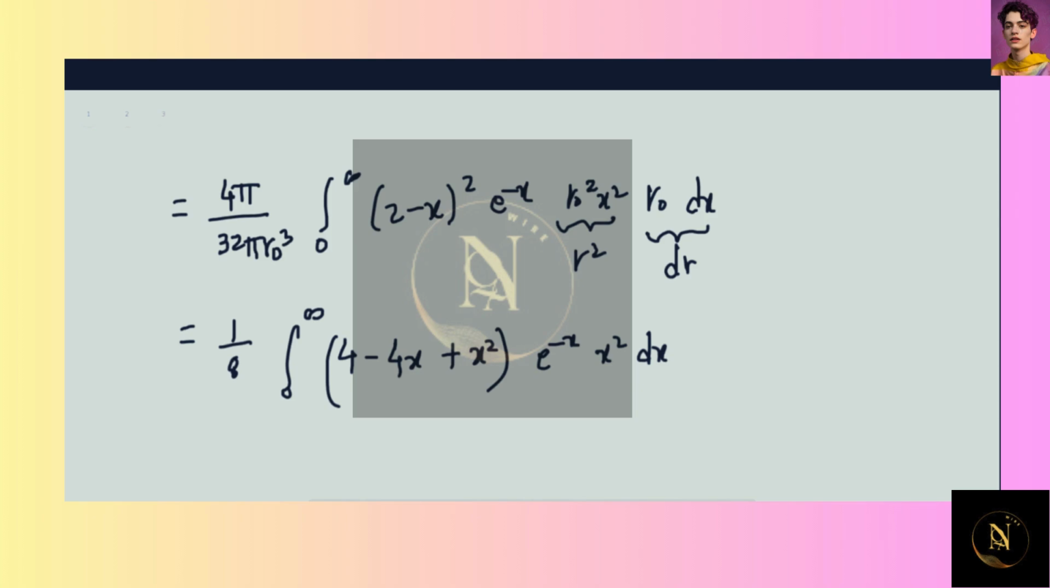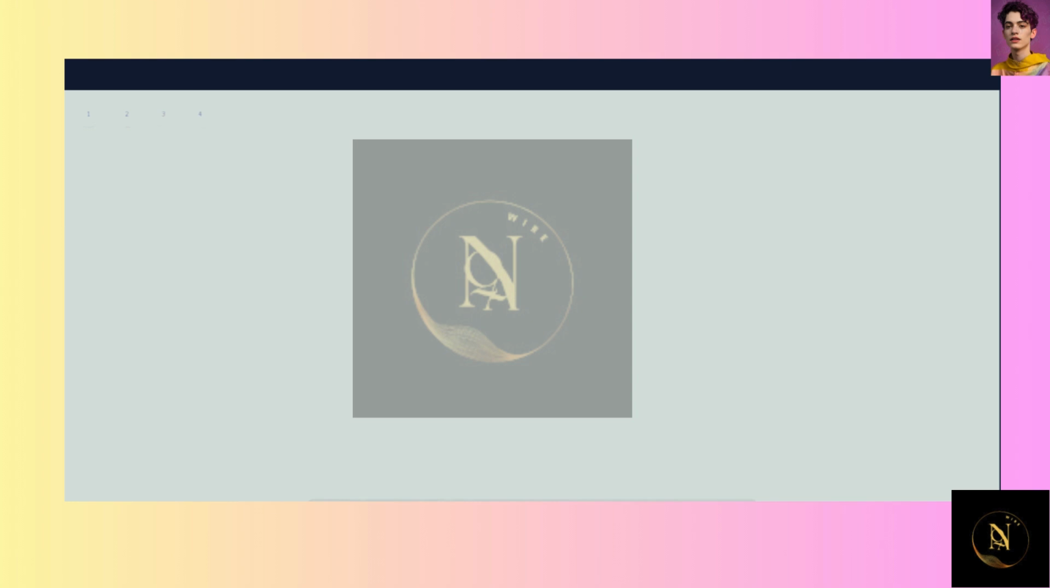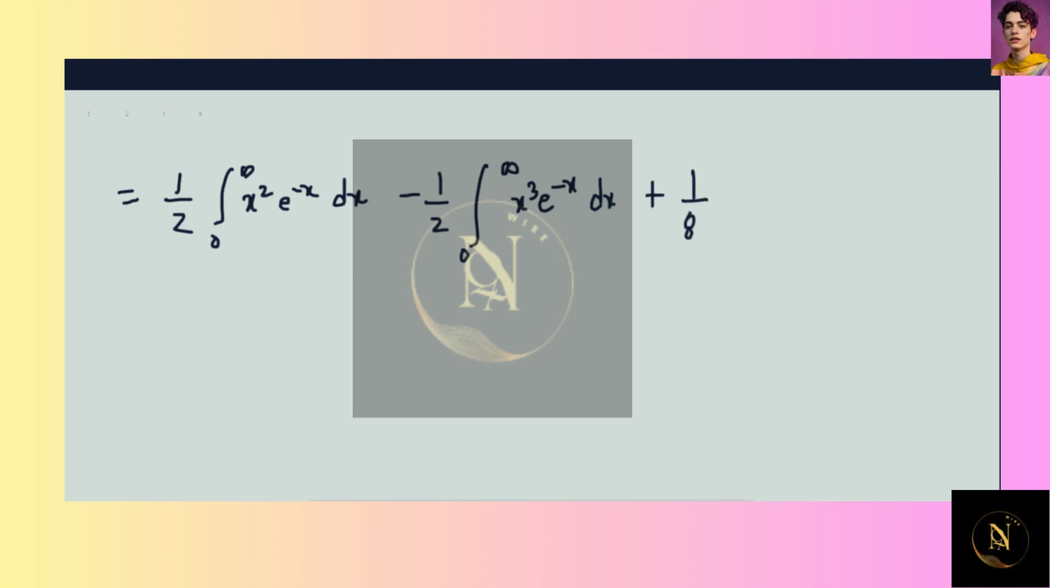So let's move on to the next slide. So we basically have 1 half integral from 0 to infinity of x squared e to the power minus x dx, minus 1 half integral from 0 to infinity of x cubed e to the power minus x dx, plus 1 eighth integral from 0 to infinity of x to the power 4 e to the power minus x dx.